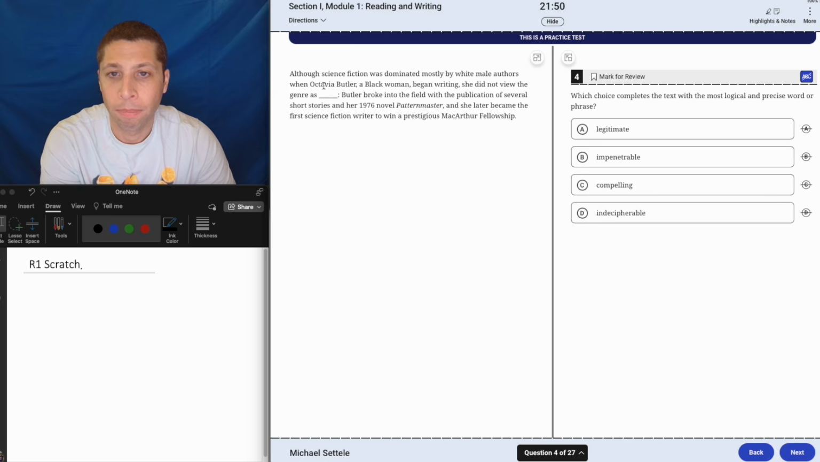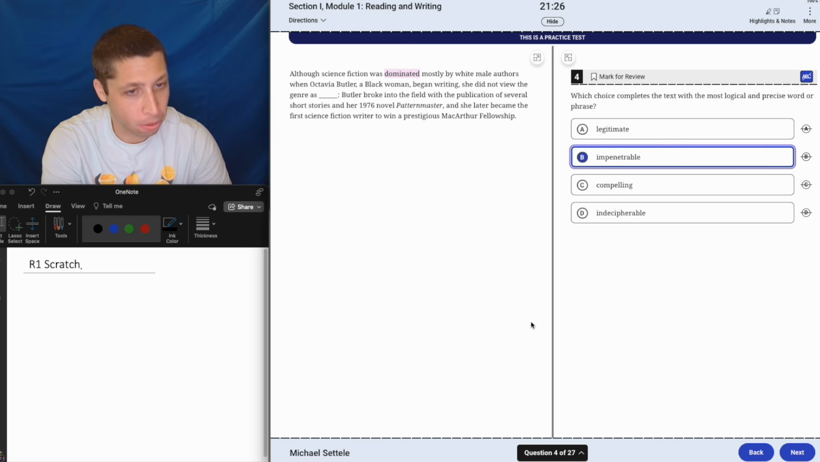Okay. Although science fiction was dominated mostly by white male authors, when Octavia Butler, a Black woman, began writing, she did not view the genre as blank, as dominated. Butler broke into the field with the publication of several short stories, and she later became the first science fiction writer to win a prestigious MacArthur Fellowship. So she did not view the genre as closed, dominated by others, impenetrable. Yes.